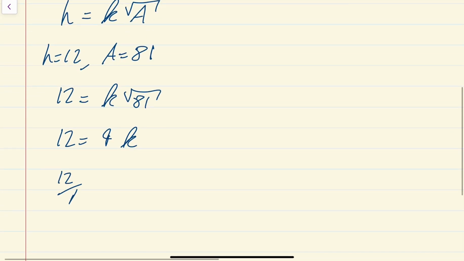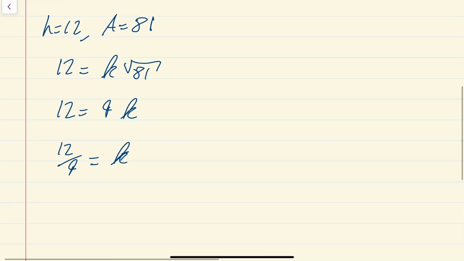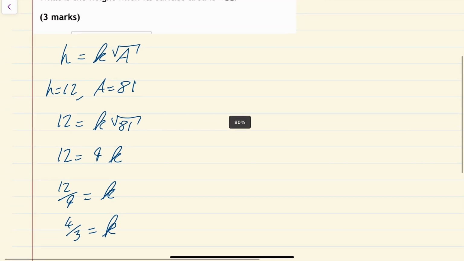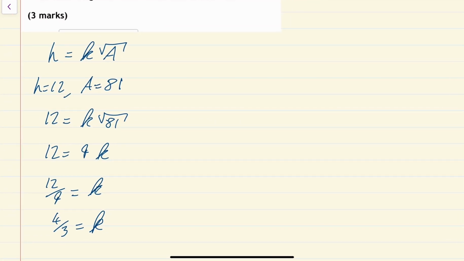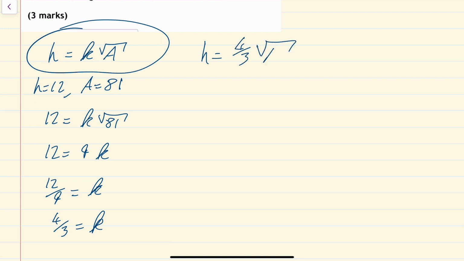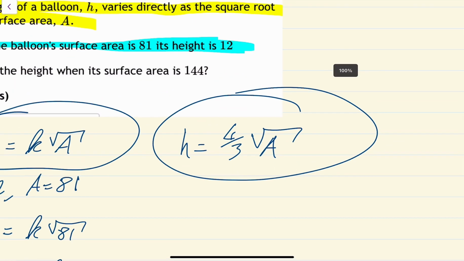Then 12 divided by 9 is equal to k. And if you can cancel down in mathematics, especially in a non-calculator exam, do so. 3 goes into the top line 4 times, 3 goes into the bottom line 3 times, so that's where your 4 over 3 comes from. Once you've got that, you rewrite your equation. You now know the value of k, so H is equal to 4 over 3 times the square root of A. And once you've done that, it's as if you haven't done anything else before. This is where you start. So we just focus on this alone.